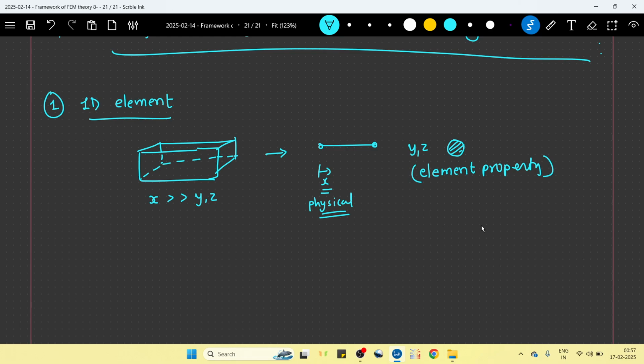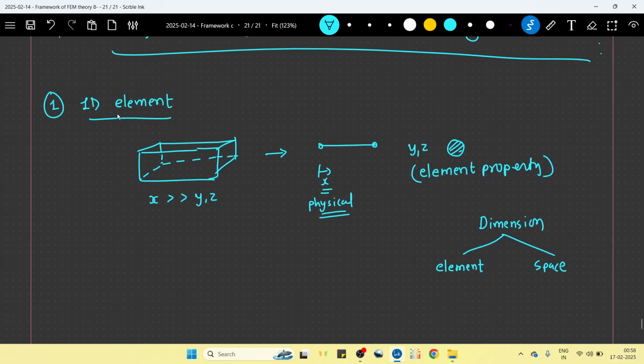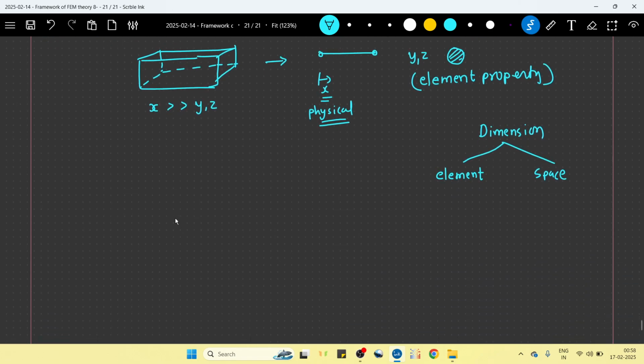In our first lecture itself we discussed dimension, if you remember. There are two types of dimension. One is dimension of element, and the other is dimensionality of space, right? So this is based on element dimensionality. This is a 1D element. Now this 1D element, based on space dimensionality, can be in 1D space.